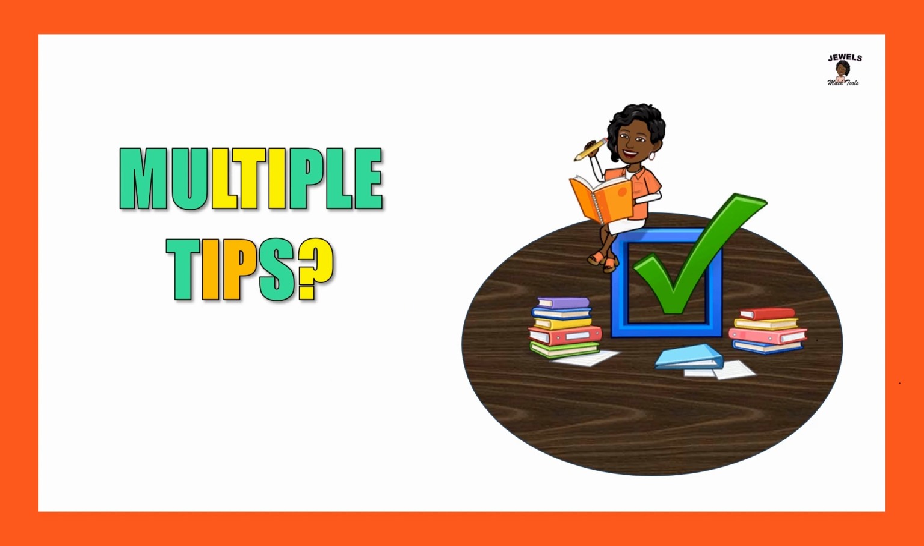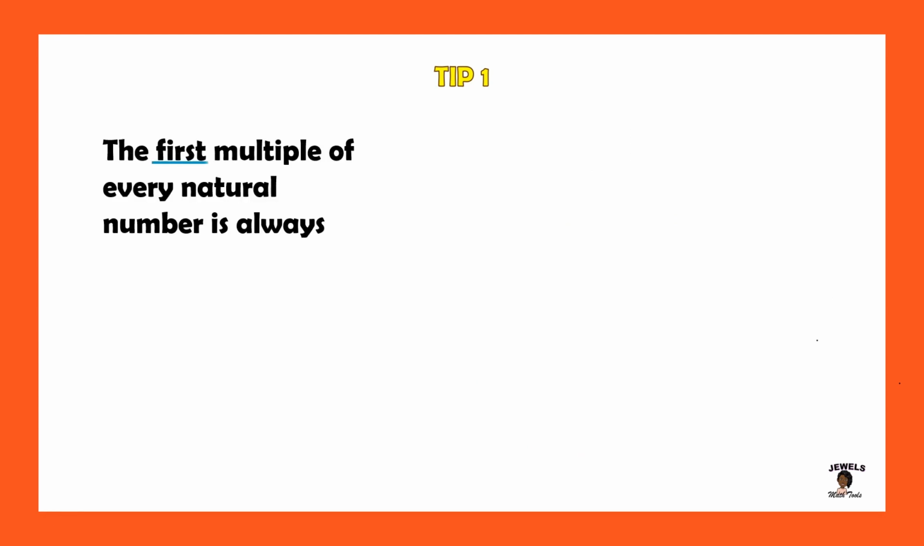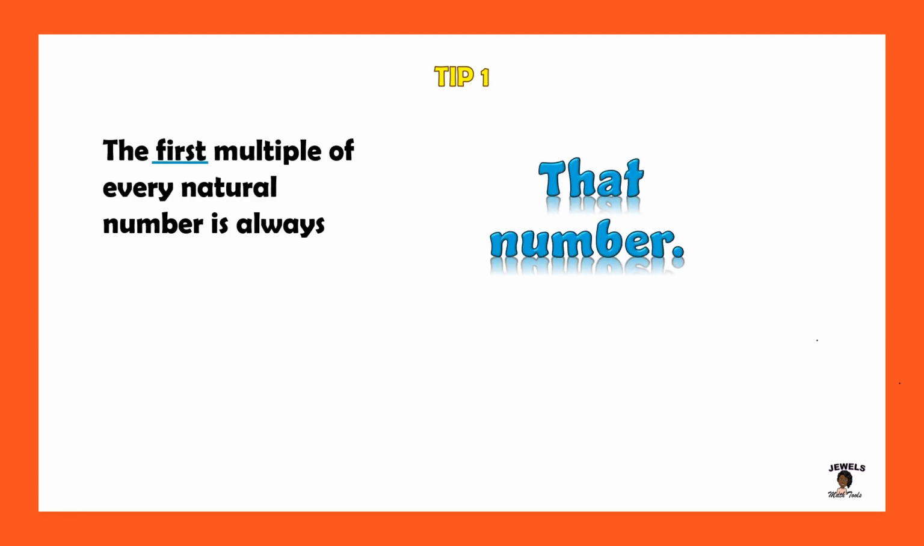So we're now going to look at some helpful tips that will help us when listing our multiples. Tip number 1. The first multiple of every natural number is always that number. So that means that if I'm listing the multiples of 10, then 10 should be the first multiple of the number 10. Or if I'm listing the multiples of the number 12, then 12 should be the first multiple of the number 12. So now let's look at an example.